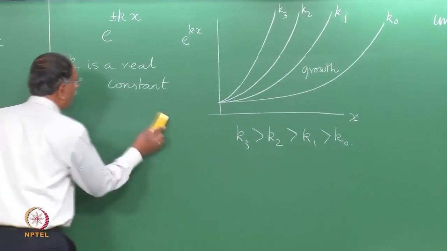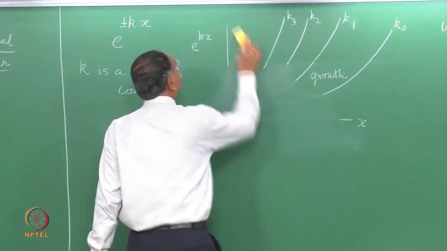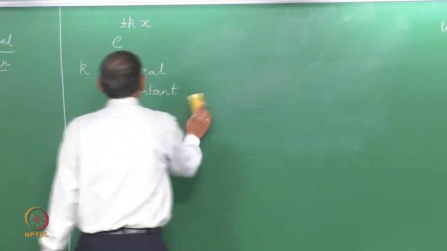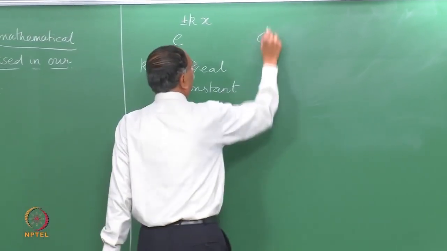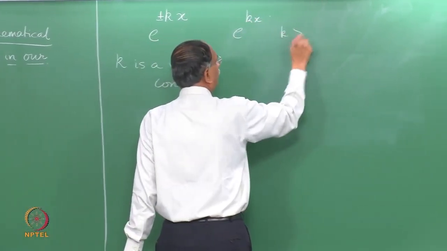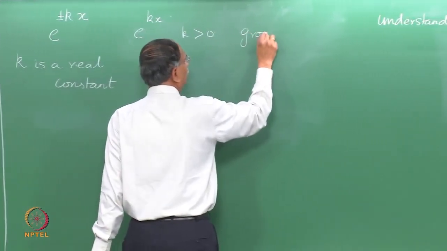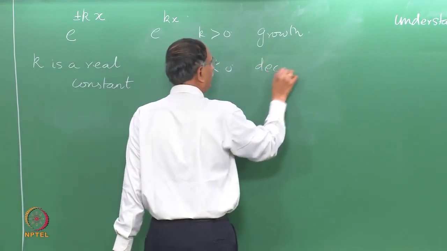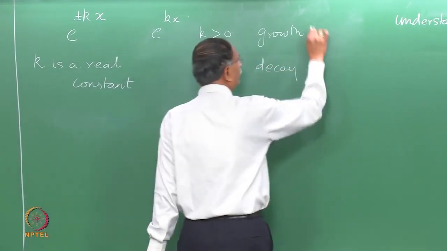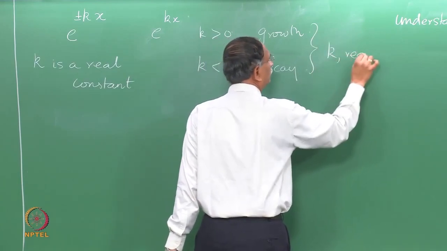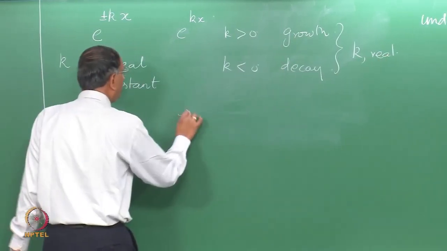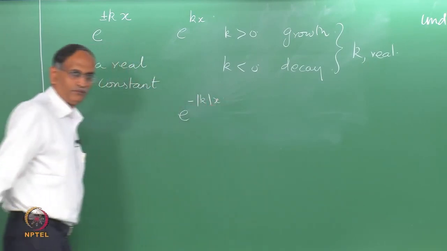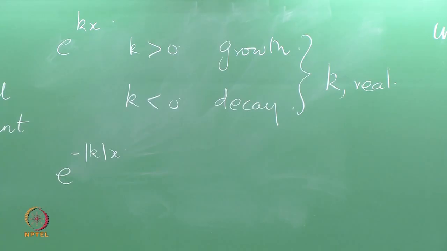Now, what about k less than 0? That is negative, which we call exponential decay. e to the kx: k greater than 0, growth; k less than 0, it's decay. Of course, in both cases, k is real. So you have e to the minus some value of k, whatever is the number, times x.